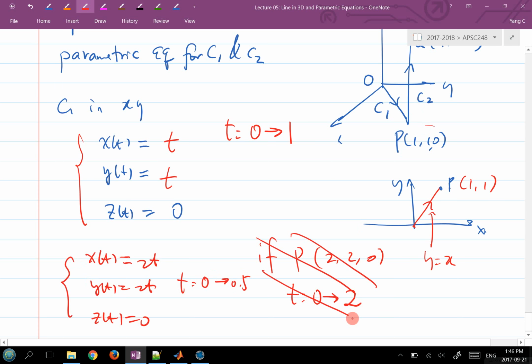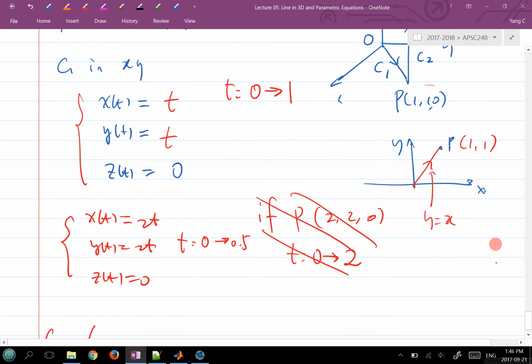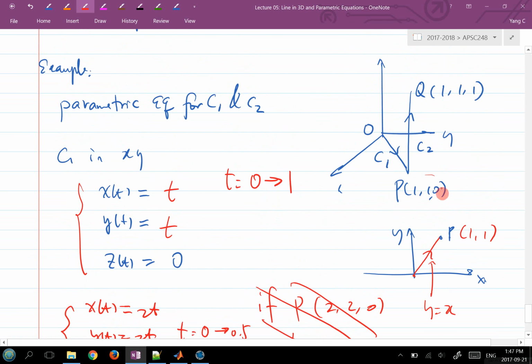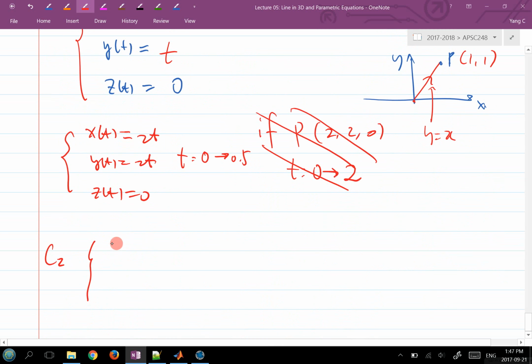Last one here, C2. C2 goes from P to Q. Let's deal with the most obvious thing. What's common between P and Q? X and Y, do they change? They don't change. So the x coordinate is 1, and y of t is 1. Only Z is changing, and Z goes from 0 to 1. So you can still use t.